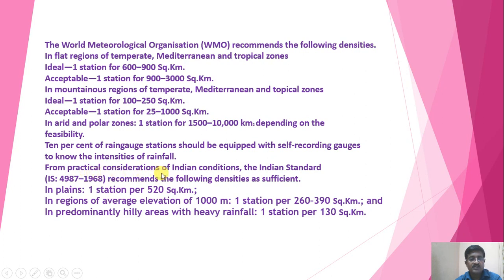From the practical considerations of Indian conditions, the Indian standard IS 4987-1968 recommends the following densities as sufficient. In plains, one station for 520 square kilometers. In regions of average elevations of 1000 meters, one station per 260 to 390 square kilometers, and in predominantly hilly areas with heavy rainfall, one station per 130 square kilometers.